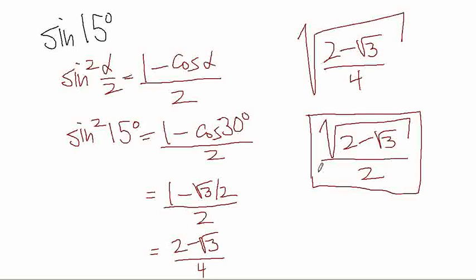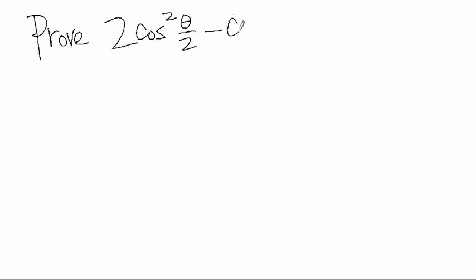Now, here's a different type of exercise. Can you prove that 2 times the cosine squared of theta over 2 minus the cosine theta is equal to 1? So pause the video and try to do that now, please. So I'll go ahead and work it out as well.